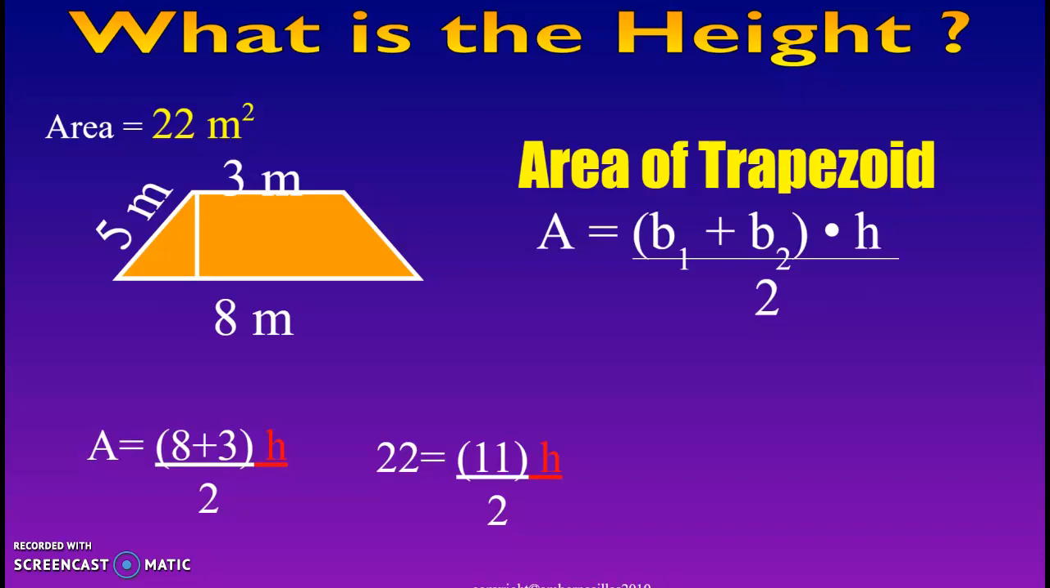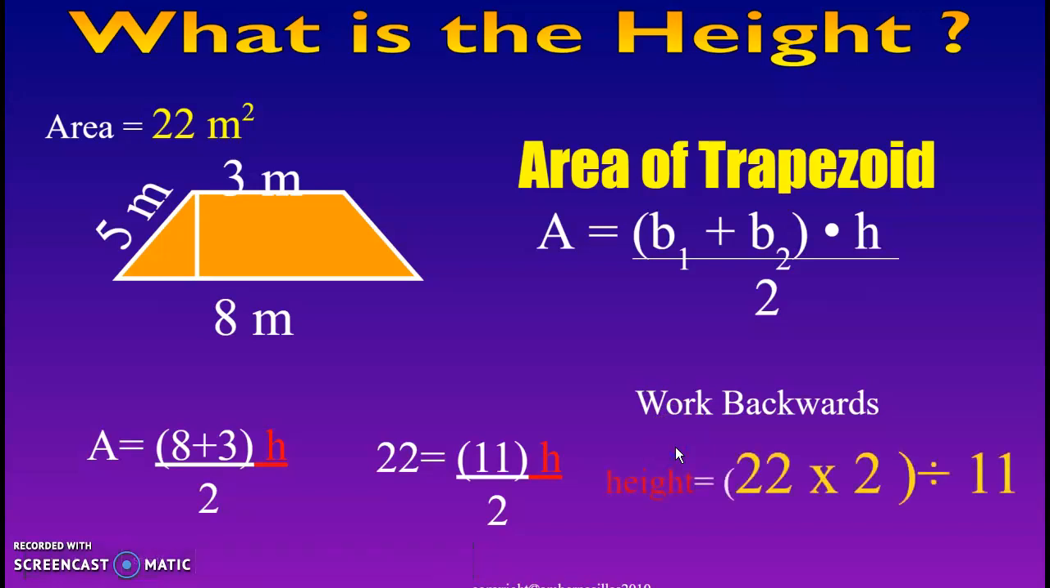In order for us to figure out the height, we're going to have to work backwards. So when we work backwards, the first thing we want to do is find the height by multiplying 22 times 2, and then dividing that information by 11. Since 11 times the height was divided by 2, and we know that area is 22, we're going to multiply 22 times 2. We're going to double that in order to figure out what that total was before dividing it by 11. And once we divide it by 11, that will give us our height. Pause the video and get the answer to this question.